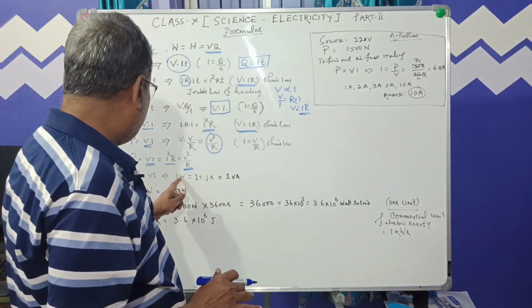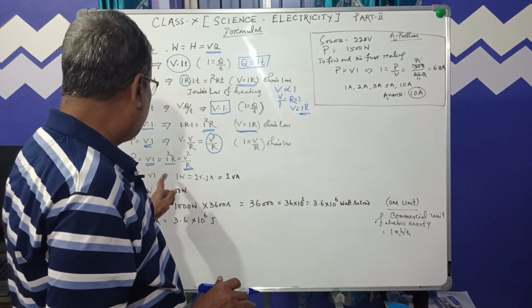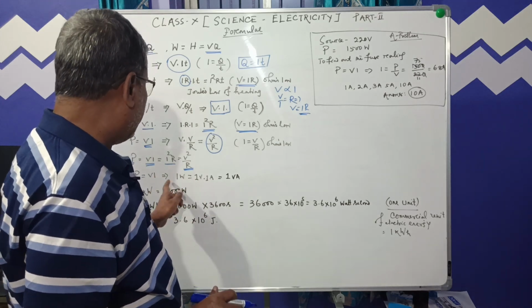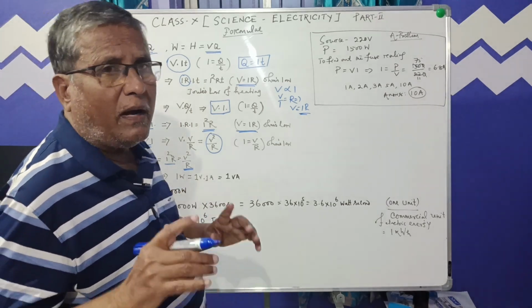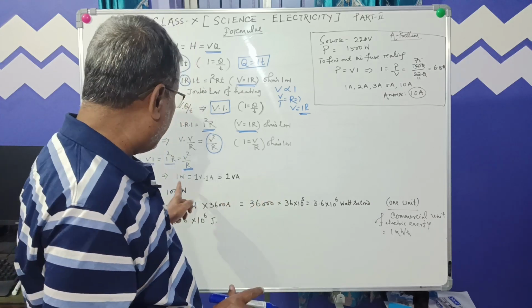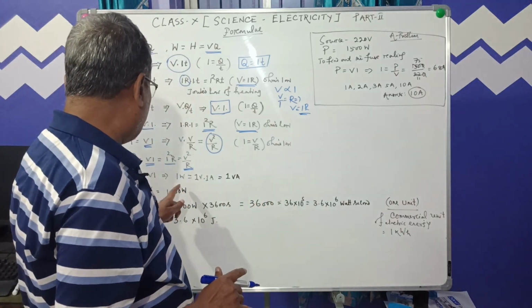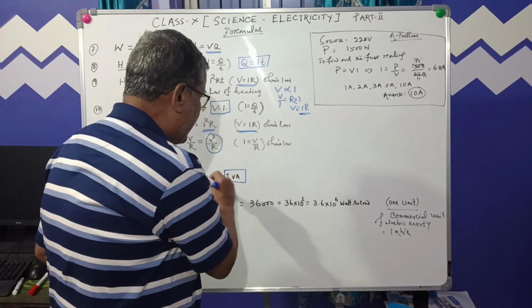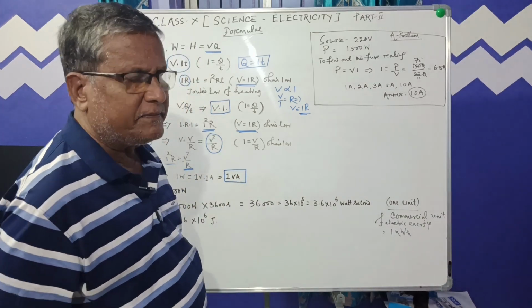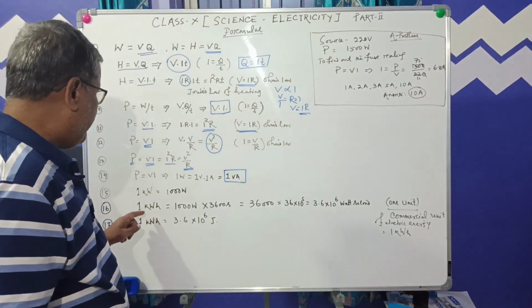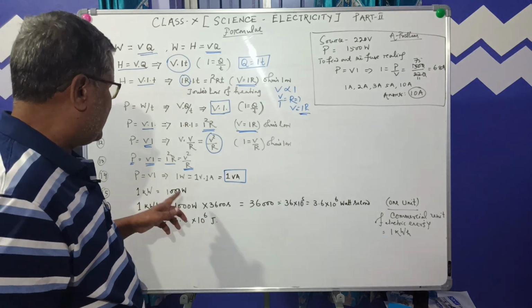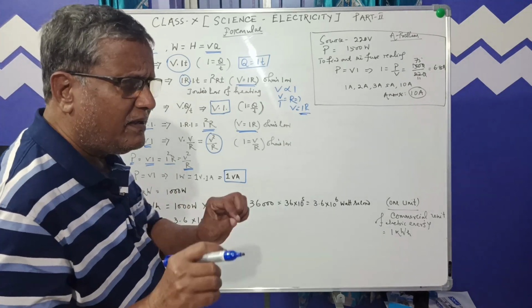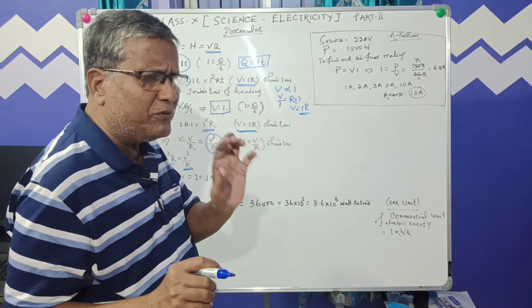So 1 watt you can write, V is equal to 1 volt into 1 ampere. Ampere means the SI unit of current. So P, or 1 watt, is equal to 1 VA. This is very important, and this question was asked. Now you see, 1 watt is very, very less, is minute.